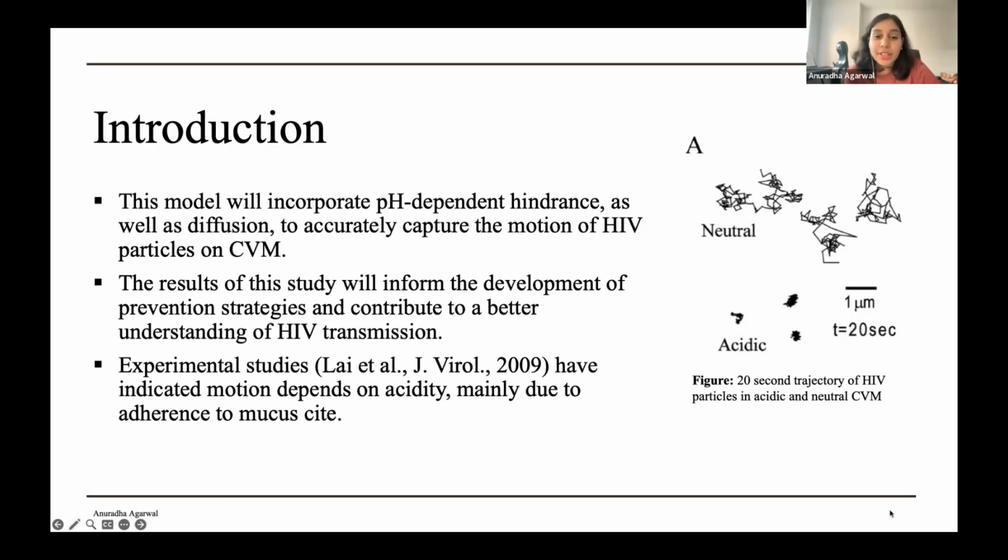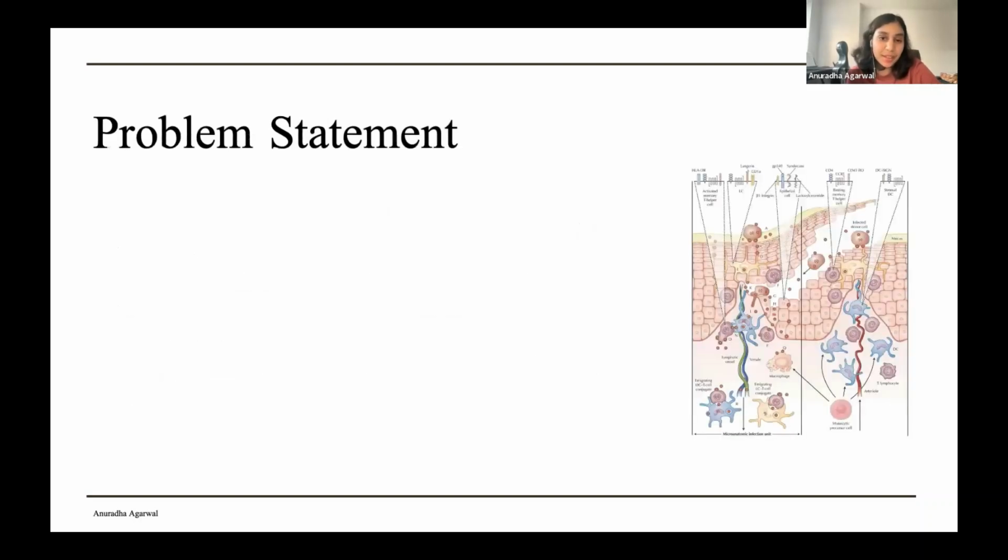Previous experimental studies have indicated that motion depends on acidity, mainly due to adherence to mucus sites. So in the figure you see here, it is a 20-second trajectory of HIV particles in the acidic and neutral CVM. Here we see in the acidic CVM, the movement of the particles is very restricted. In about 20 seconds, it's more or less like the particle is in the same location. Whereas in the neutral state, we see that the particle is all over the place and moving around. So we are seeing that when the pH is acidic, since the particle is not moving as much, we want to make sure that we can destroy it when it is in place.